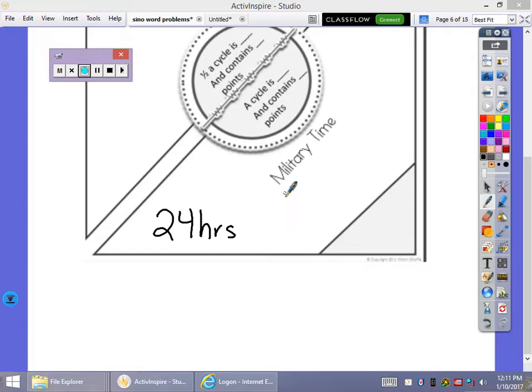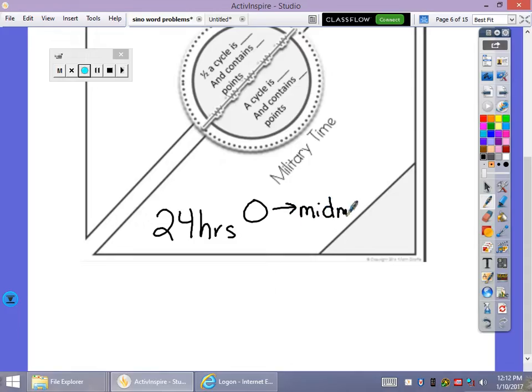Military time has a cycle. Okay, what's the beginning of the cycle? 0. Okay, what does 0 represent? Midnight. Excellent. 0 represents midnight, and this is going to be very important, okay?